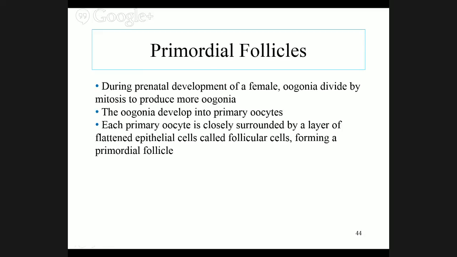Actually, this is prenatal. So during prenatal development of the female, the oogonia divide by mitosis to produce more oogonia, and these develop into the primary oocytes, or egg cells. Each primary oocyte is closely surrounded by a layer of flattened epithelial cells called follicular cells, forming a primordial follicle.